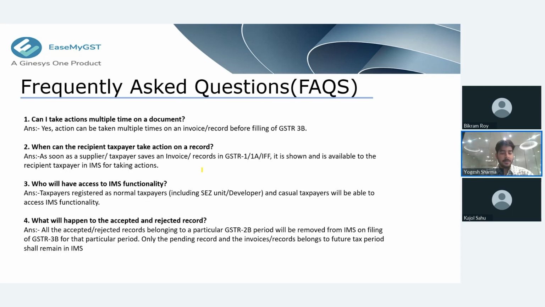So, what will happen to the accepted and rejected records? All the accepted and rejected records belonging to a particular GSTR 2B period will be removed from IMS on filing of GSTR 3B for that period. Only the pending records and the invoice records belonging to a future tax period will remain in IMS. So this is our fourth question.